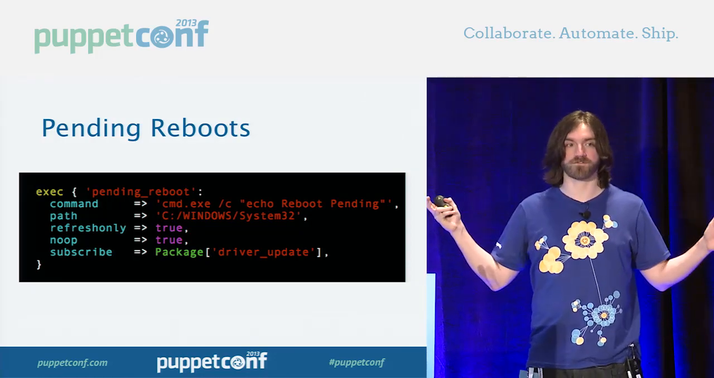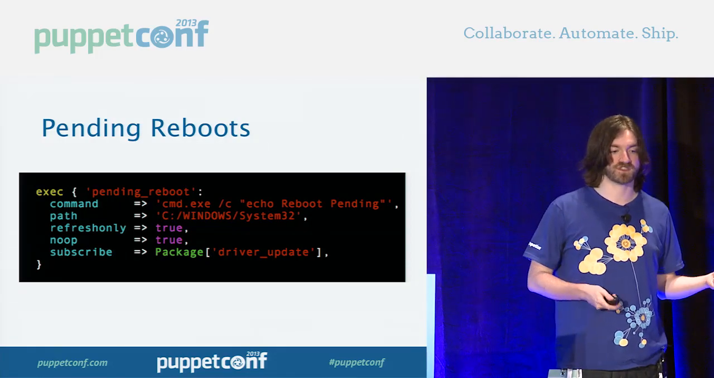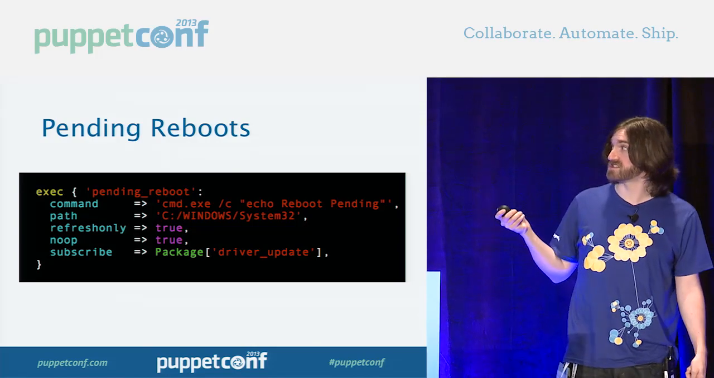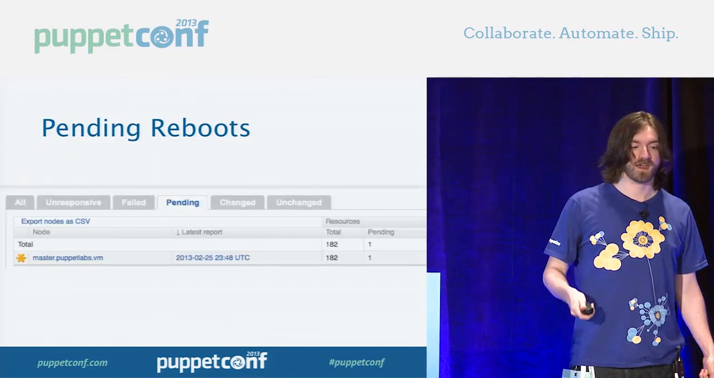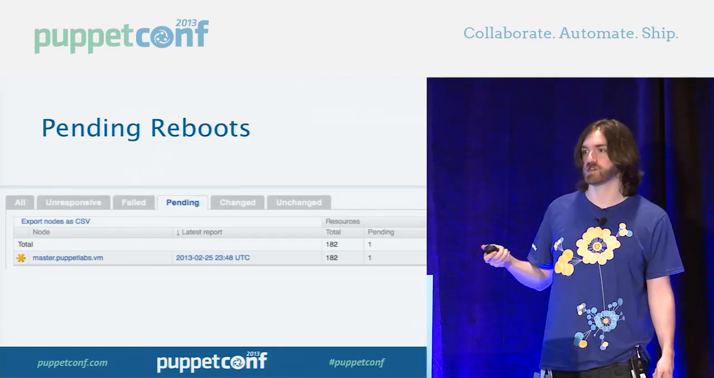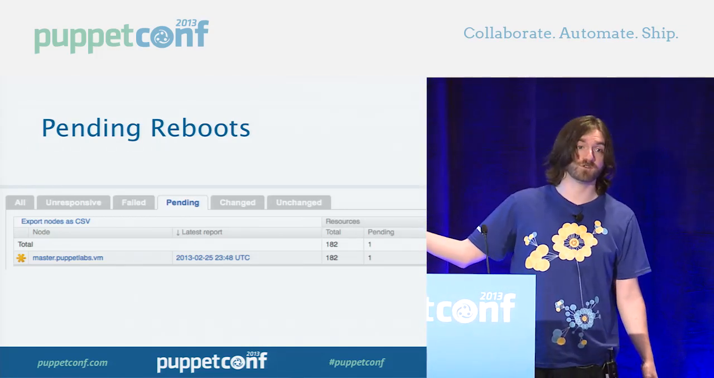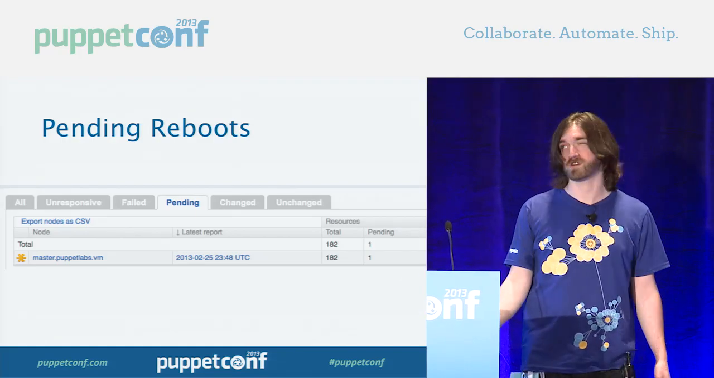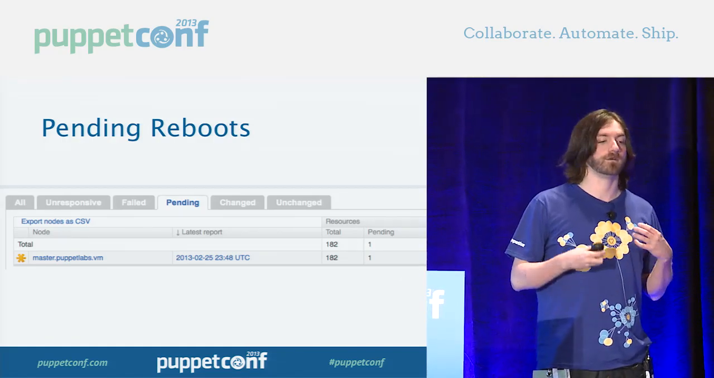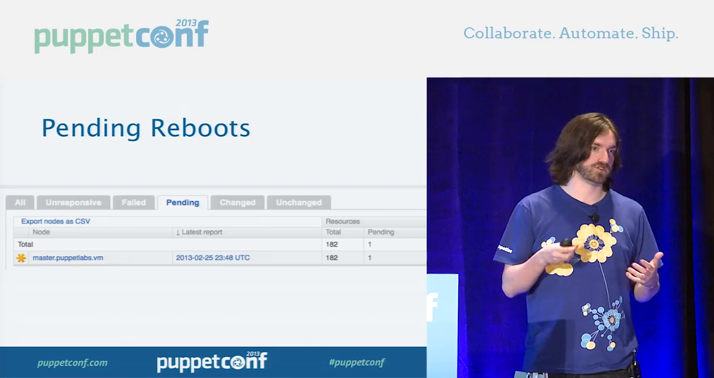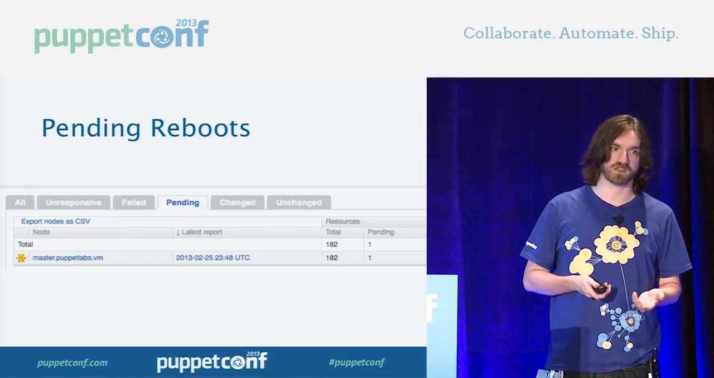In this case, say our driver update came through. We need to reboot the system. Now I say noop true so that this exec doesn't actually run anything and instead gives us an option in the report to say there is a pending change on this system. And we can see this if you're using the Puppet Enterprise console or Puppet dashboard, and I think Foreman does something similar. That'll show you that this machine needs you to do something, and when you look at the report, you'll see it needs a reboot.